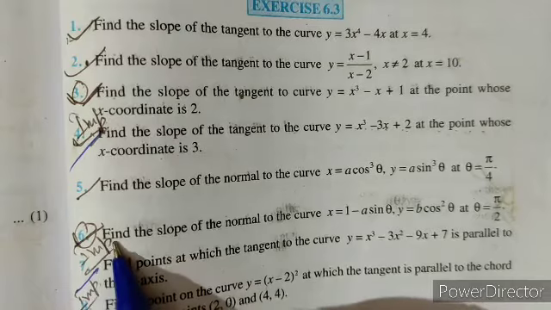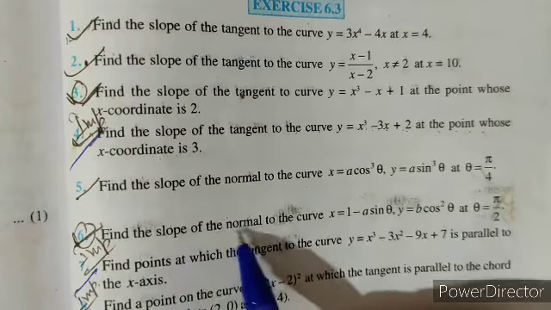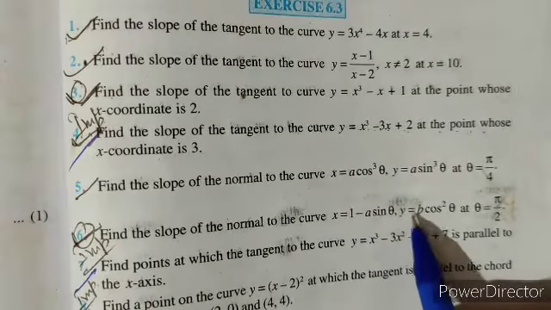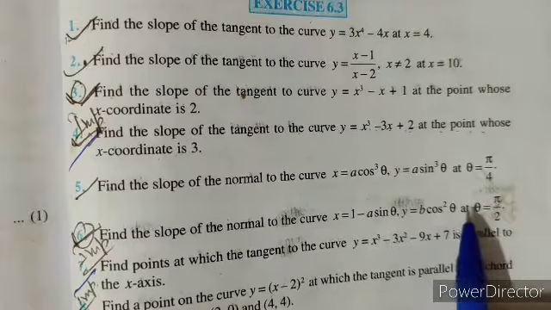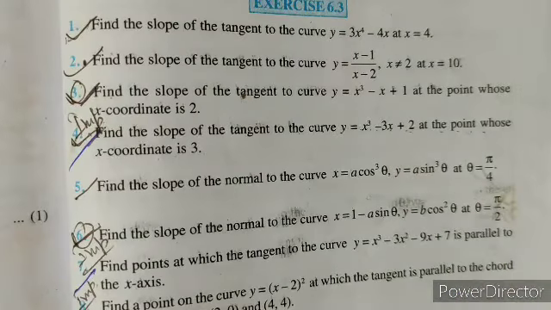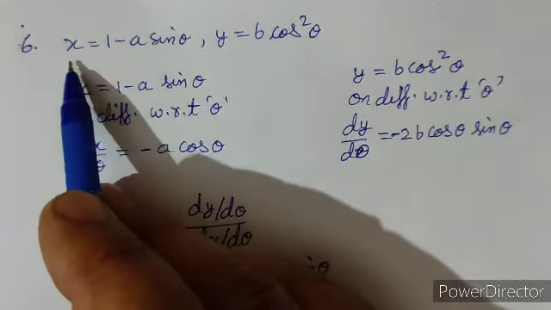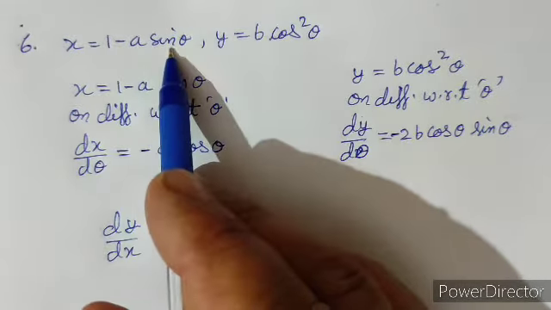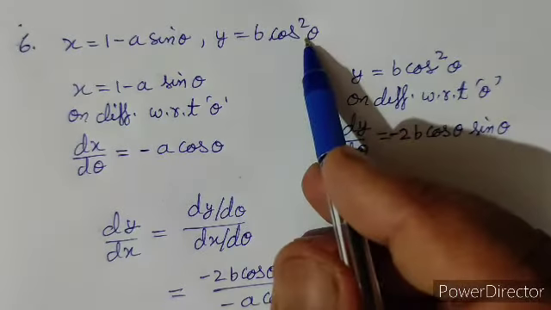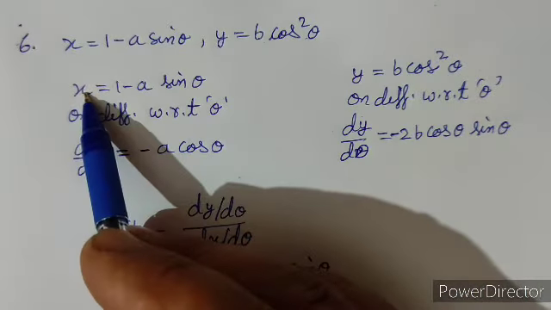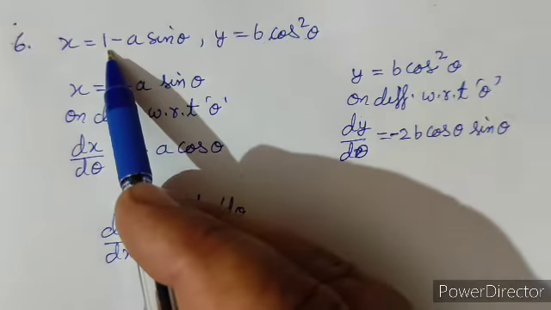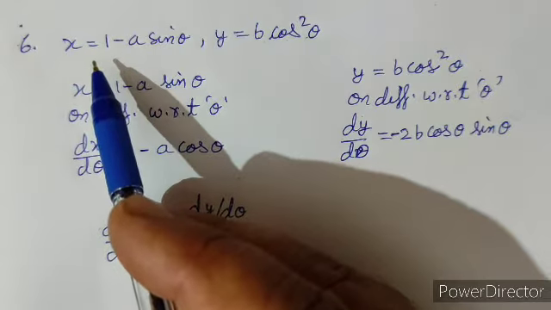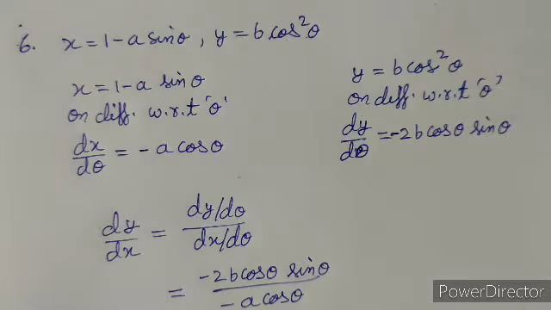In question number 6, find the slope of the normal to the curve x = 1 - a sin theta, y = b cos^2 theta at theta = pi/2. The equation of the curve is given as x = 1 - a sin theta and y = b cos^2 theta. First of all we have to find the slope of the normal, so we will first find the value of dy/dx.